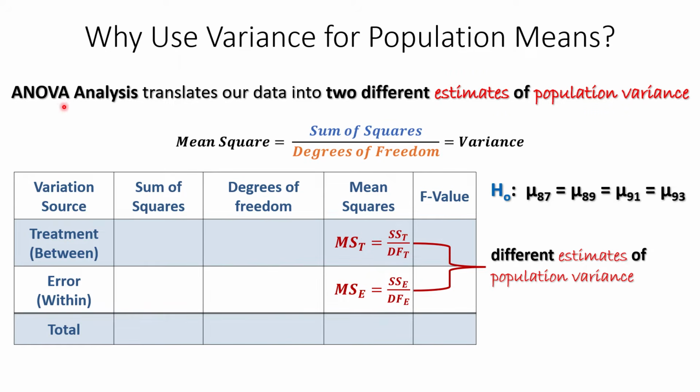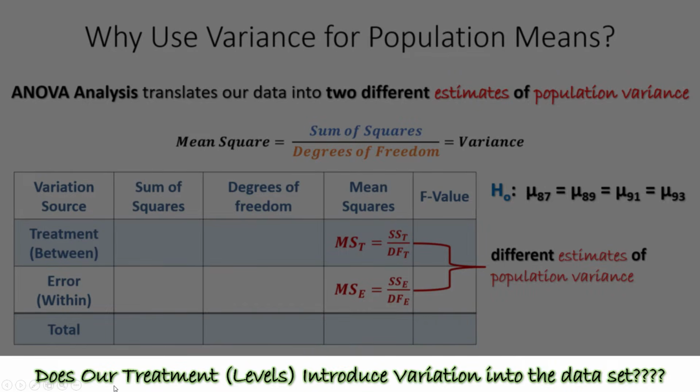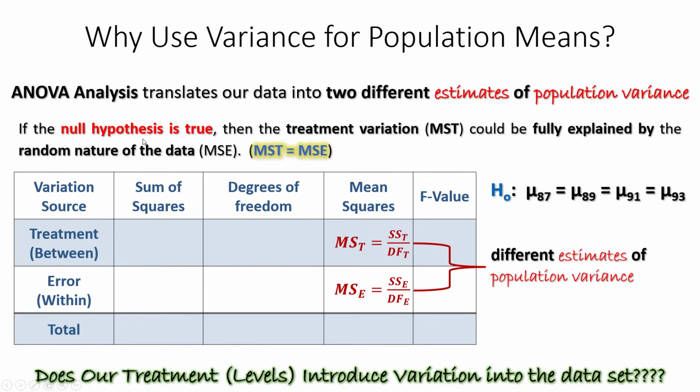The way ANOVA works is that it takes your data and translates it into two different estimates of the population variance. Okay, that's really important. Remember, your mean square value, whether it's the mean square of the treatment or the mean square of the error, is essentially a calculation of variance. Essentially, we're going to make these two different calculations for variance, and we're going to ask ourselves a really important question: does our treatment, our different levels in our experiment, introduce variation into the data set? And I want to relate this back to the null and the alternative hypothesis.